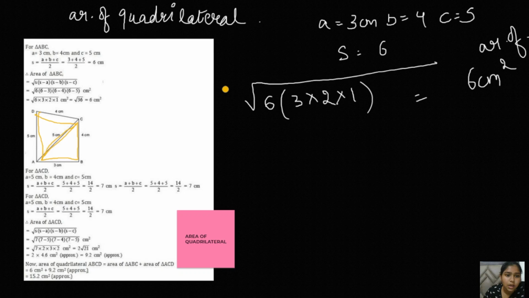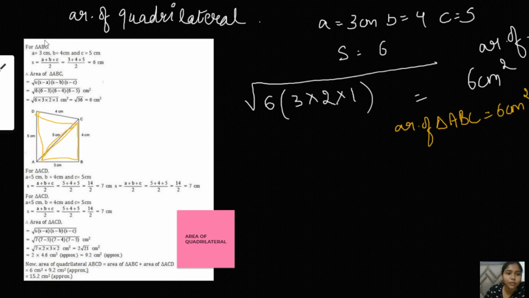So the area of triangle ABC is equal to 6 centimeter square using Heron's formula. Now we have to find out the area of triangle ACD. For that, calculate S again. 5 plus 5, 10 plus 4, 14 by 2 is 7. So let's just put it in the formula.